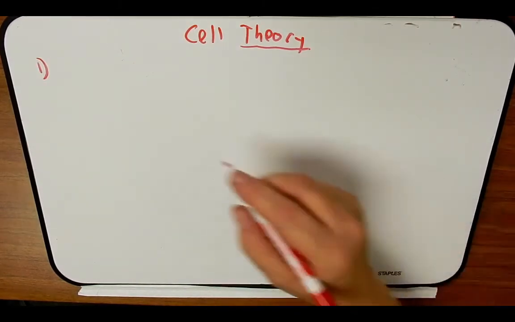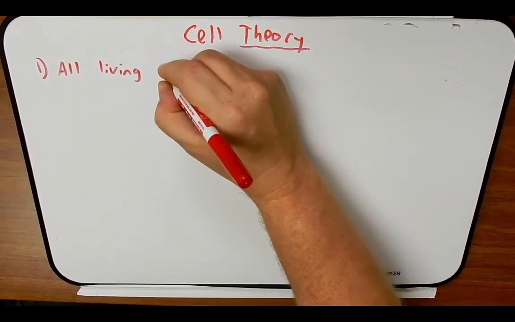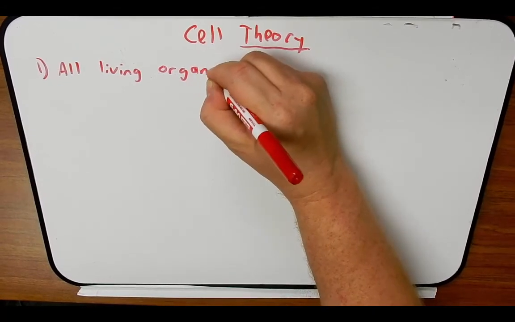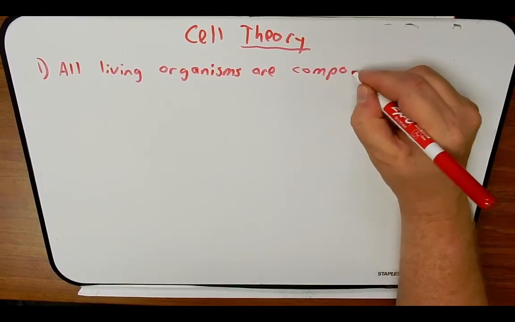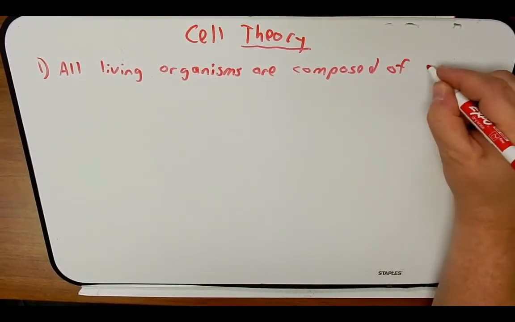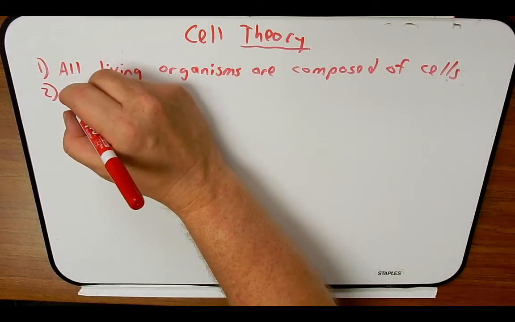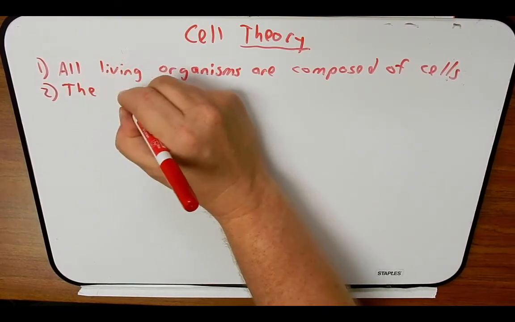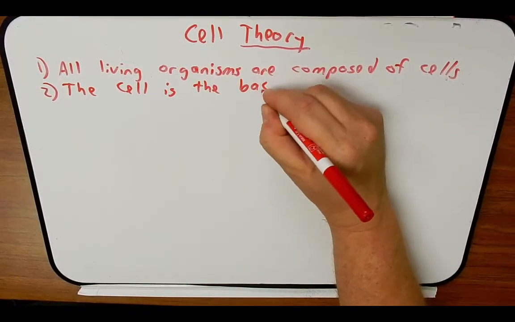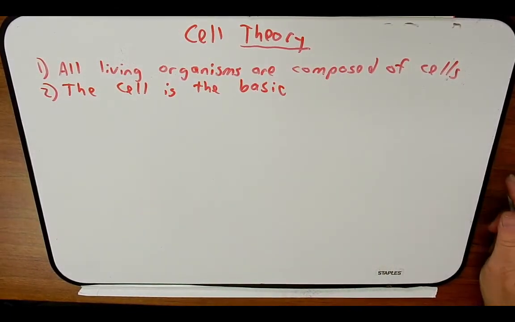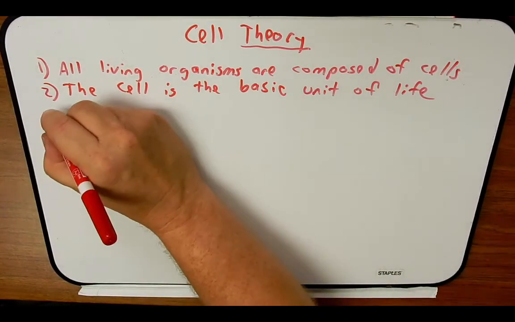All living organisms are composed of cells. And we said this at the very beginning of class, of the semester. The cell is the basic unit of life. There's nothing smaller than the cell that still has the characteristics of life. So we say it's the basic unit of life. We can add to this.